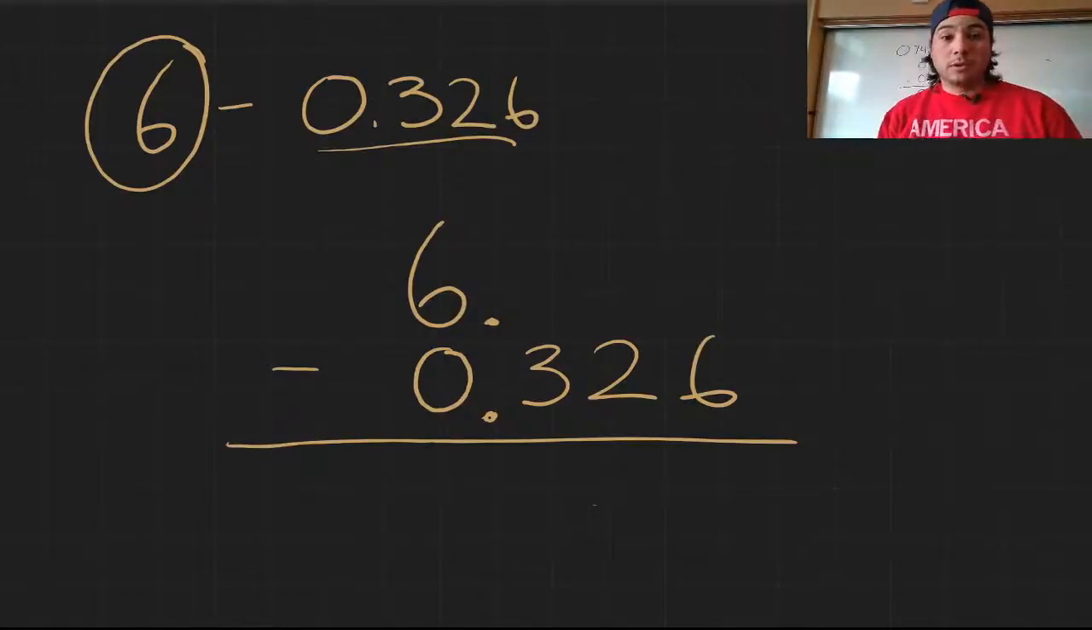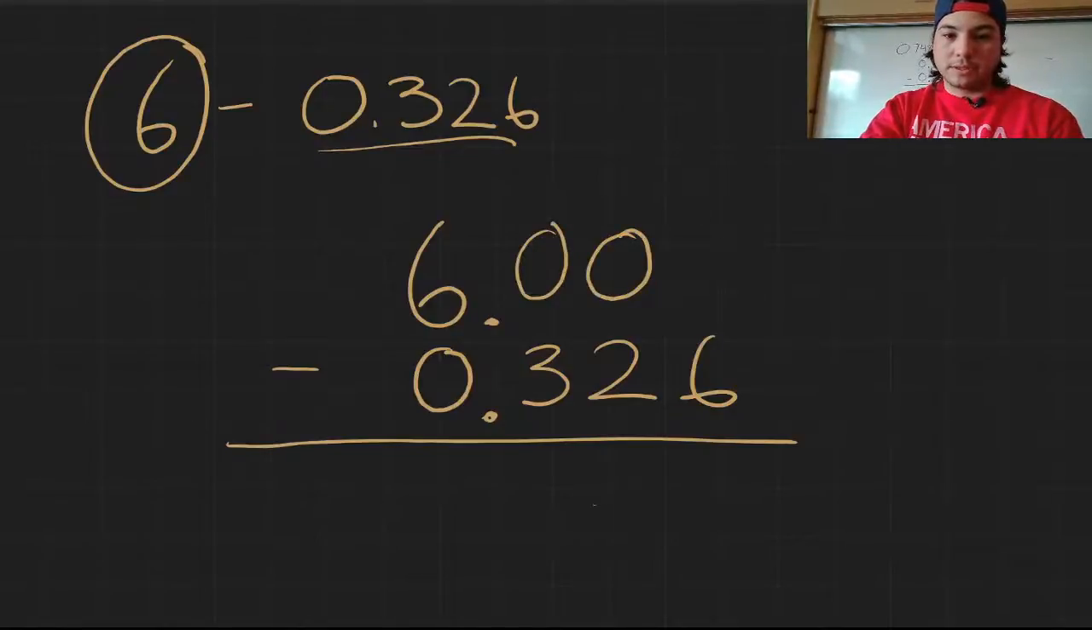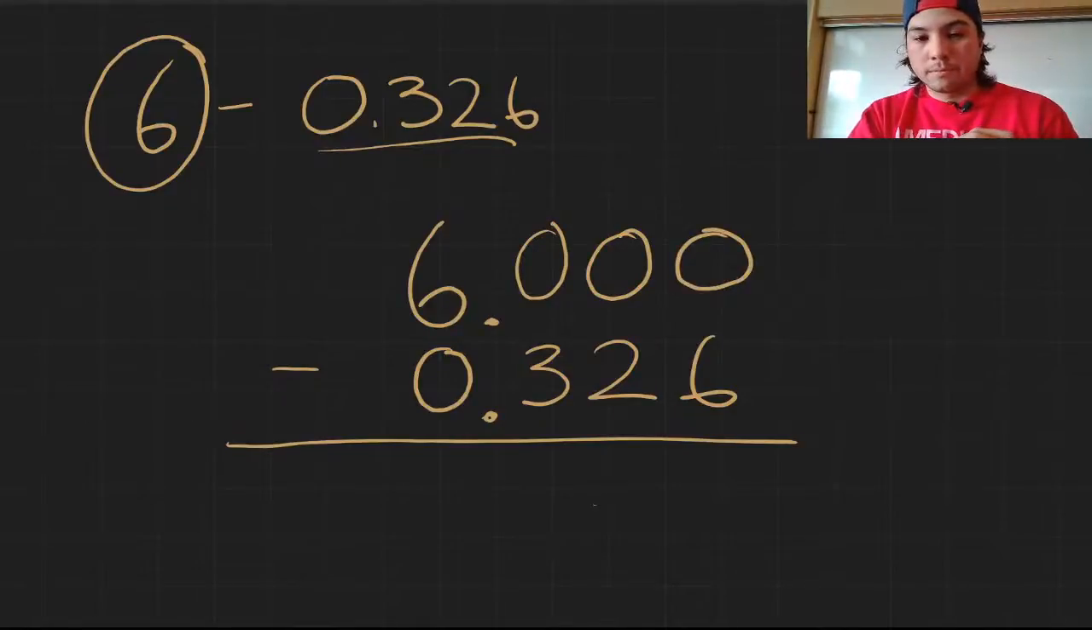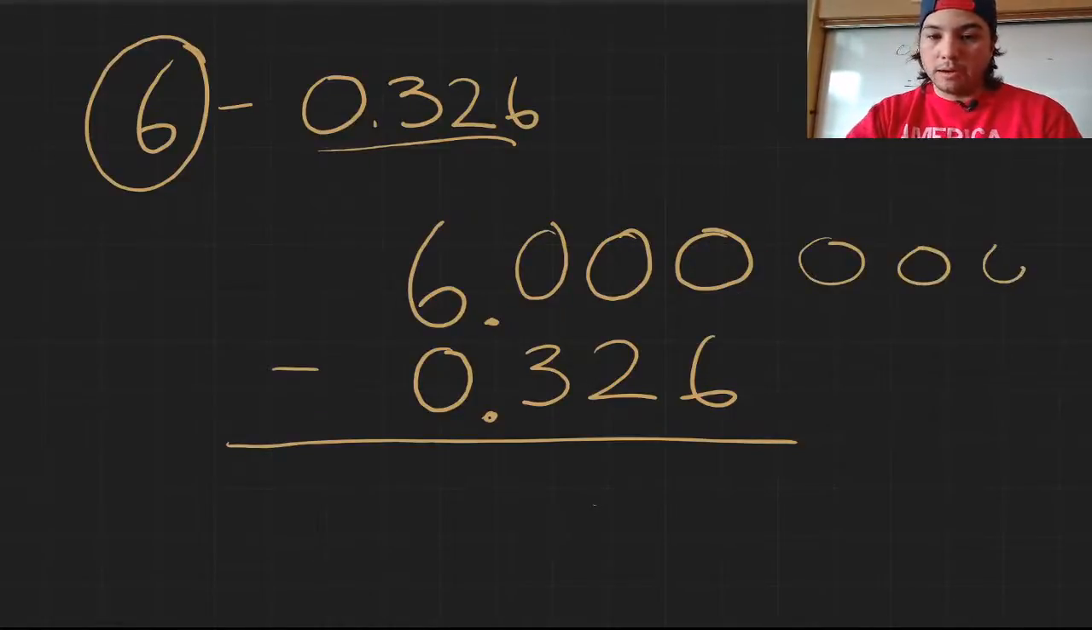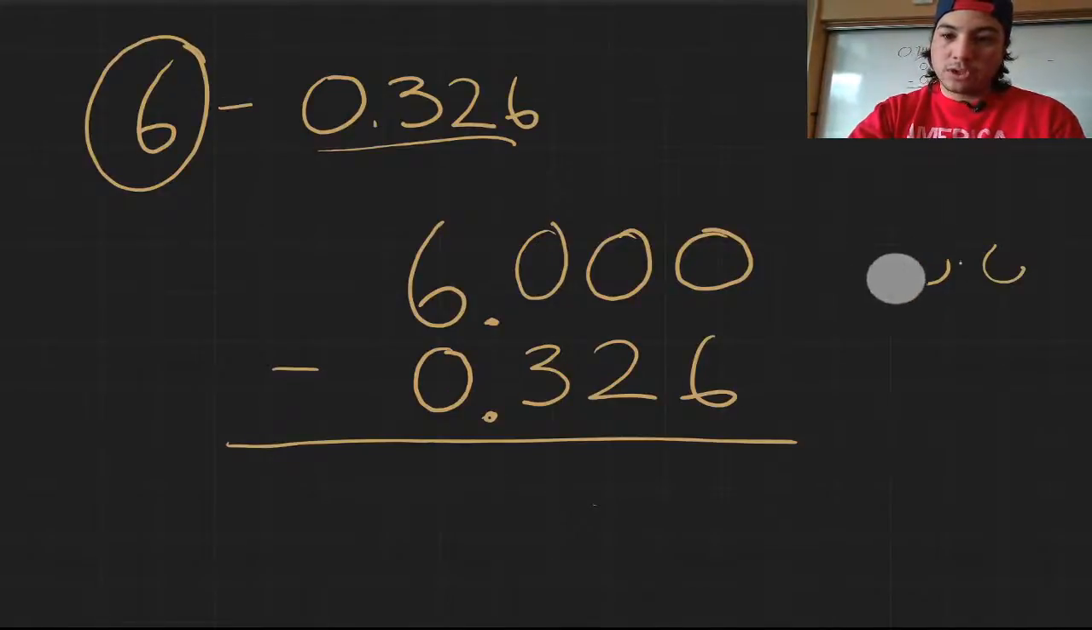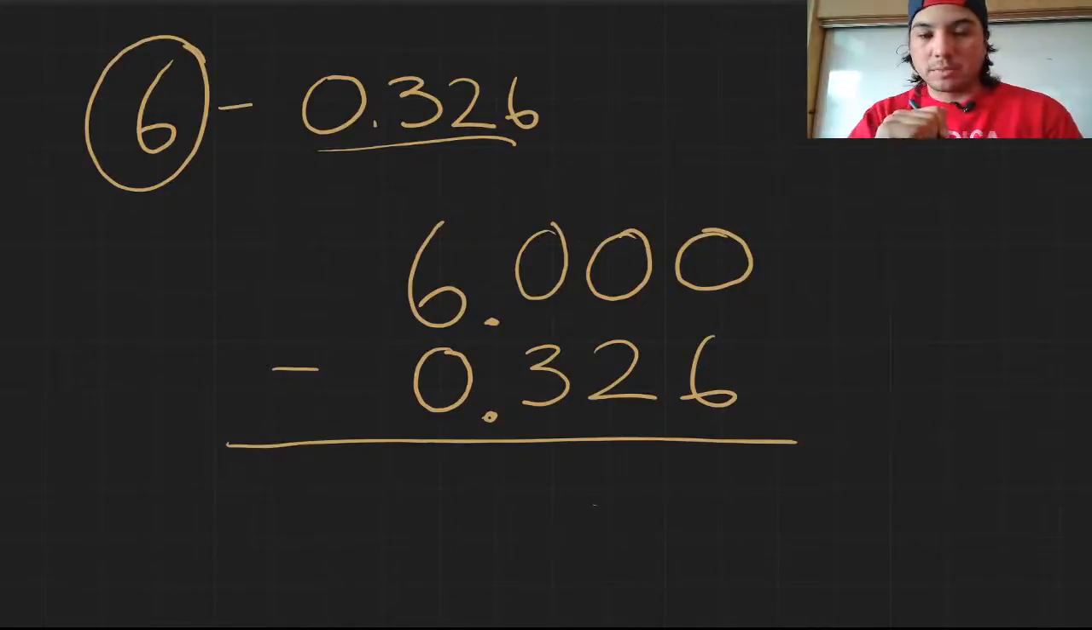Okay, so placeholders, placeholders, placeholders, placeholders. How many tenths are there in 6? 0. How many hundredths? 0. How many thousandths? 0. Theoretically, you could write zeros all the way till the cows come home, but because our value stops down here at the thousandths place, that's where we can stop too.